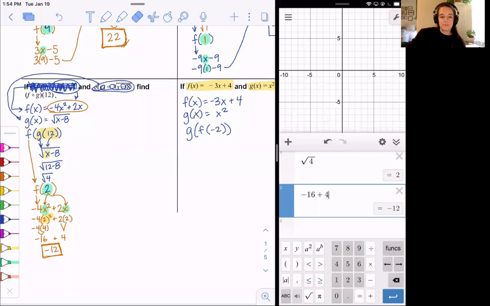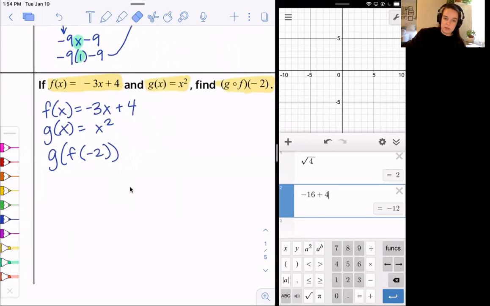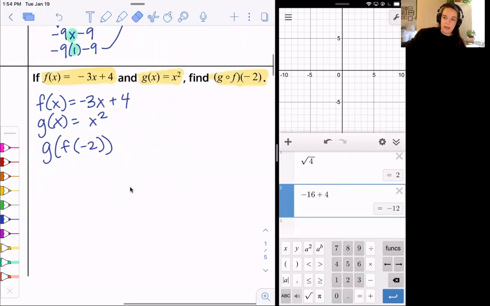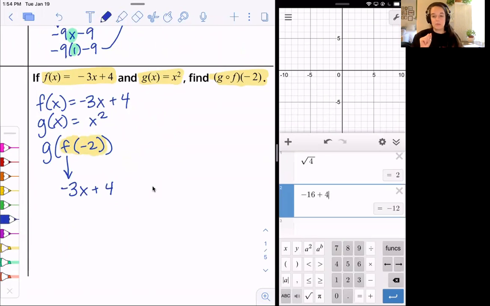All right. Okay, team. I want us to try this one. I'm going to have you try it for the next 1 minute. If you are stuck on where to get started, you're going to start with the f function. So you're going to start with negative 3x plus 4. I want you to try this one on your own. Take a moment. I'm going to go on mute. I'll be back in a minute.